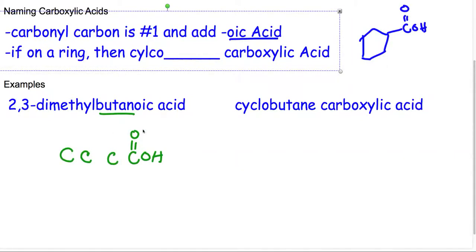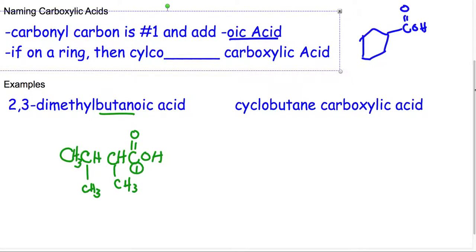2,3-dimethyl. So off this carbon, I'm going to have a methyl group. And off of this carbon, I'm going to have a methyl group. You've got to start counting here with the carbonyl carbon as 1. So then I go ahead and fill in the rest of my H's, which is CH and then CH3.